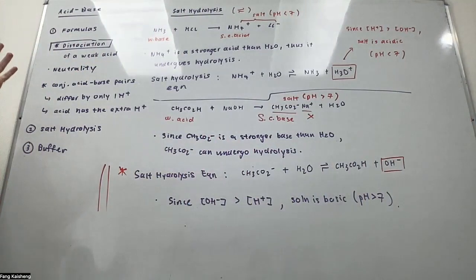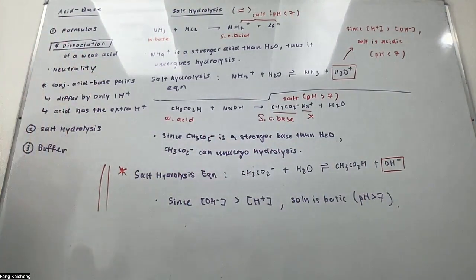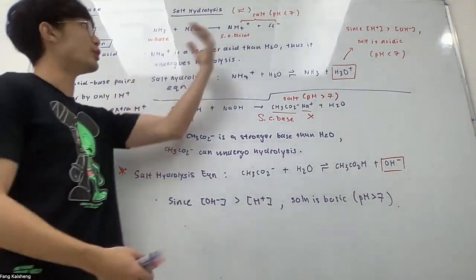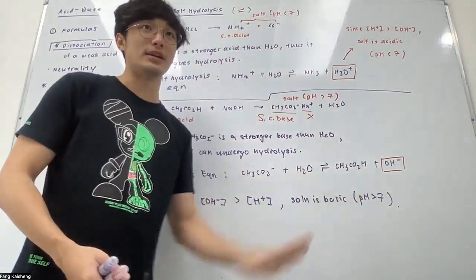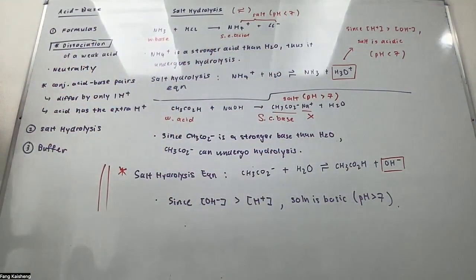You can see these two scenarios. These are two scenarios in which the salt can undergo a further reaction with water to produce either H+ or OH-. Any questions? No? We'll look at the third scenario.